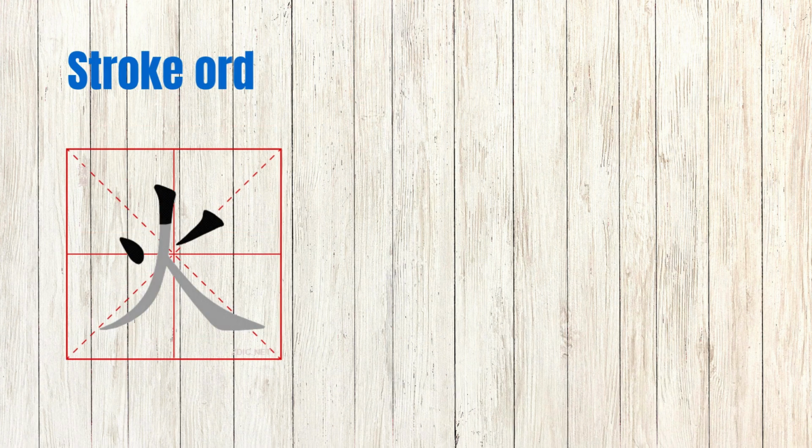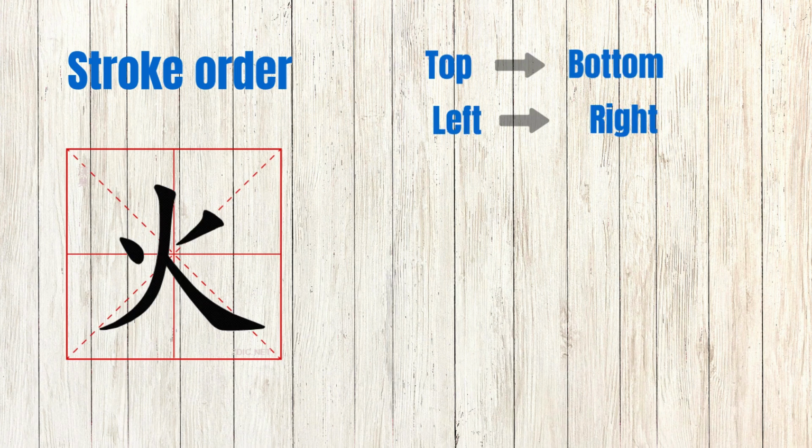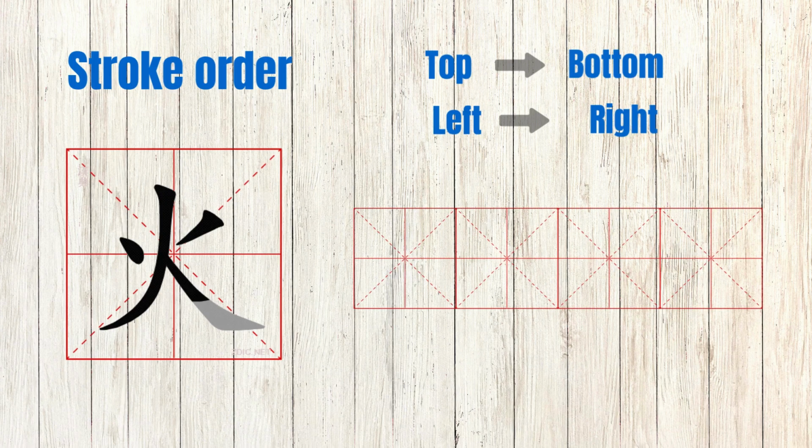Do you remember the golden rule of writing Chinese characters? From top to bottom and from left to right. Now, let's try writing this character stroke by stroke.